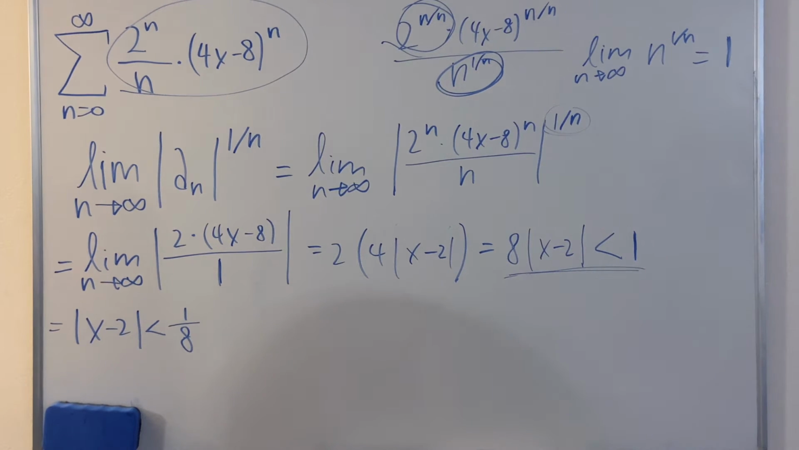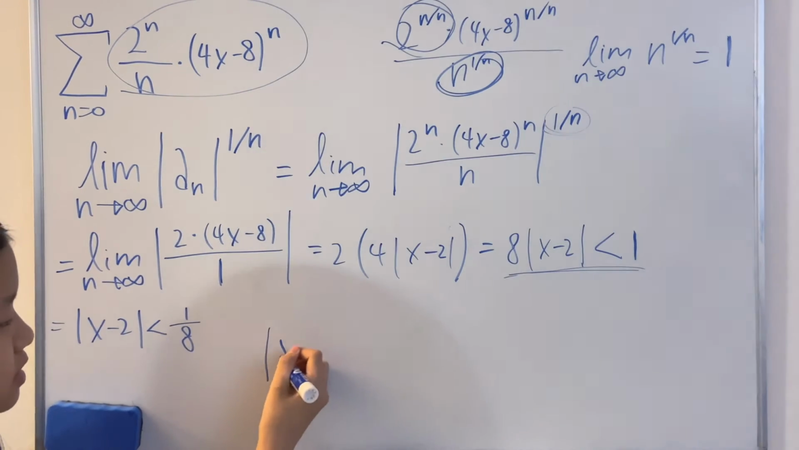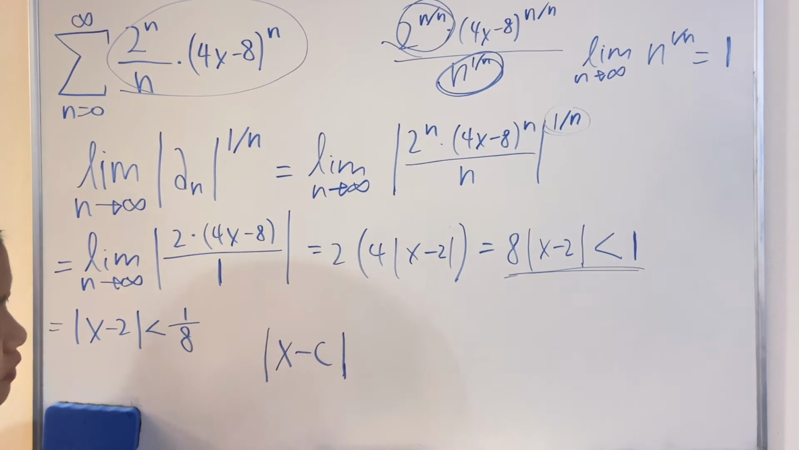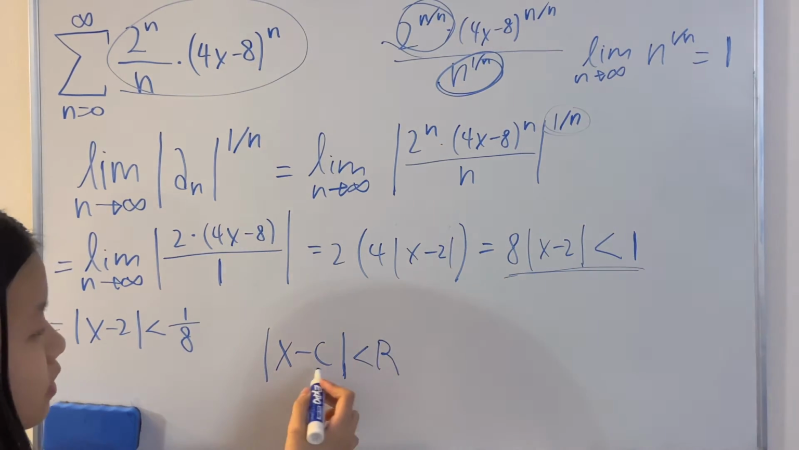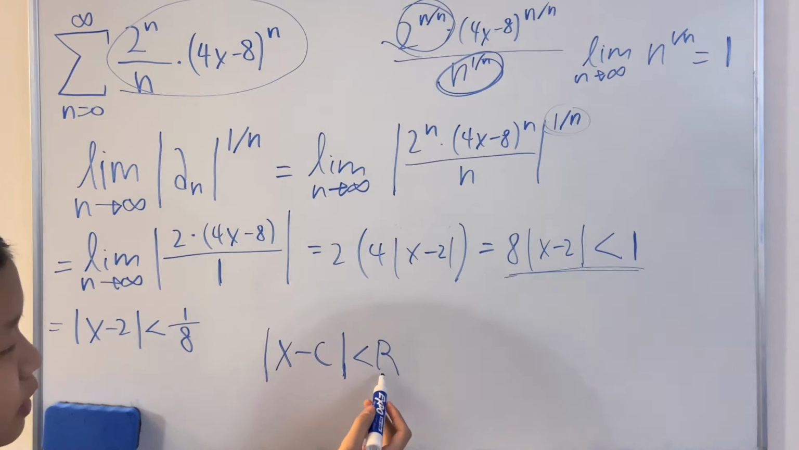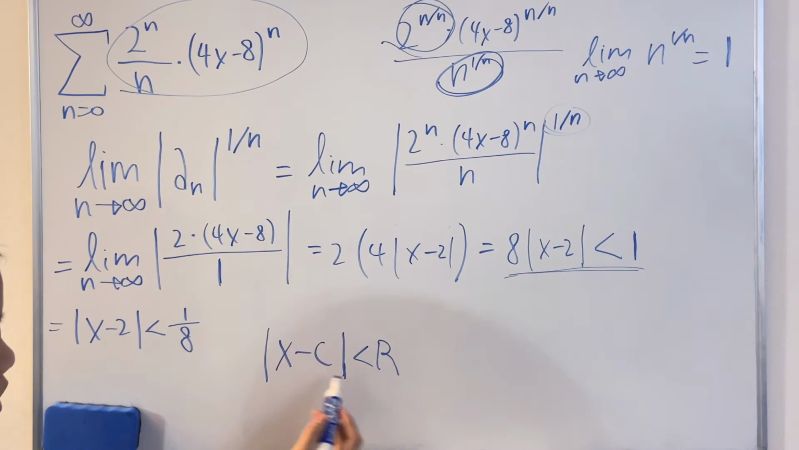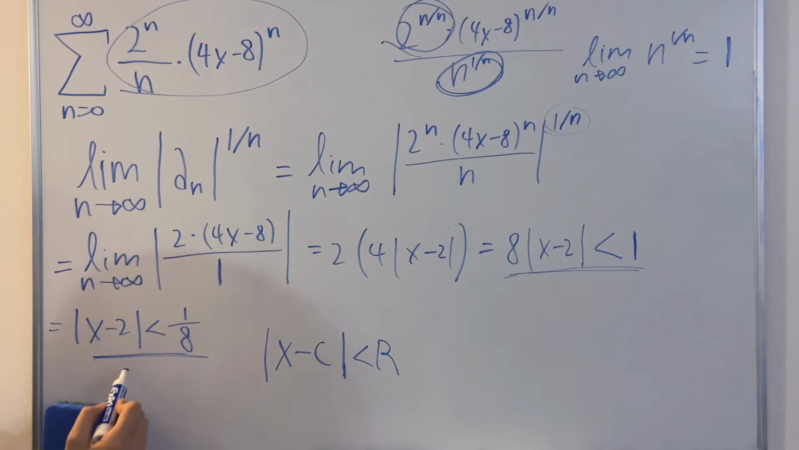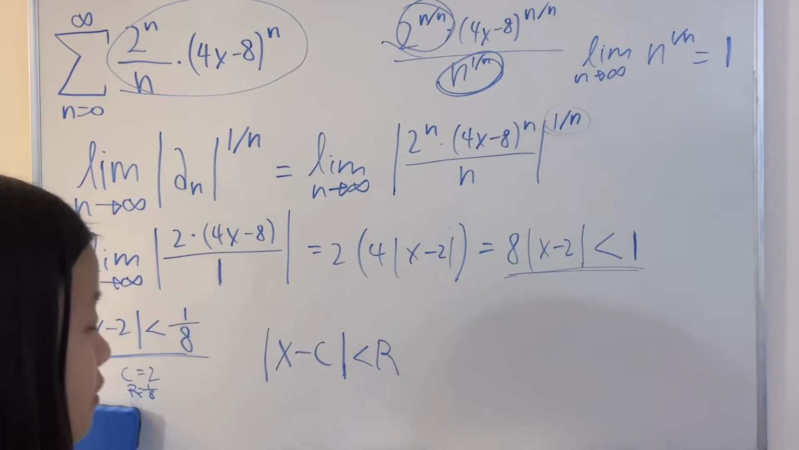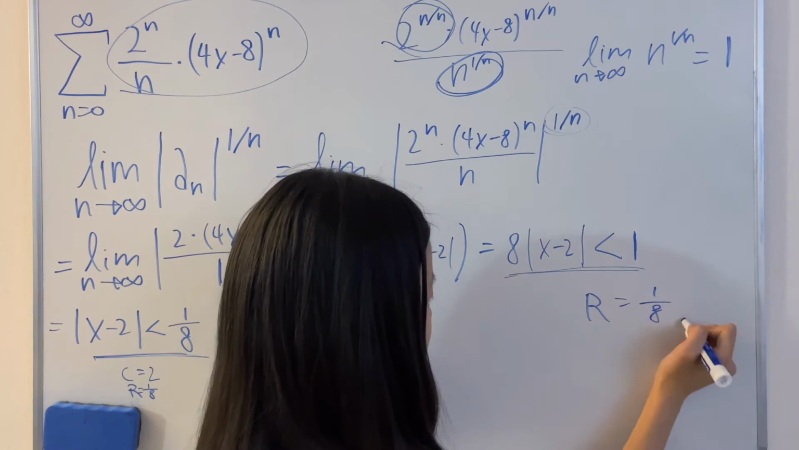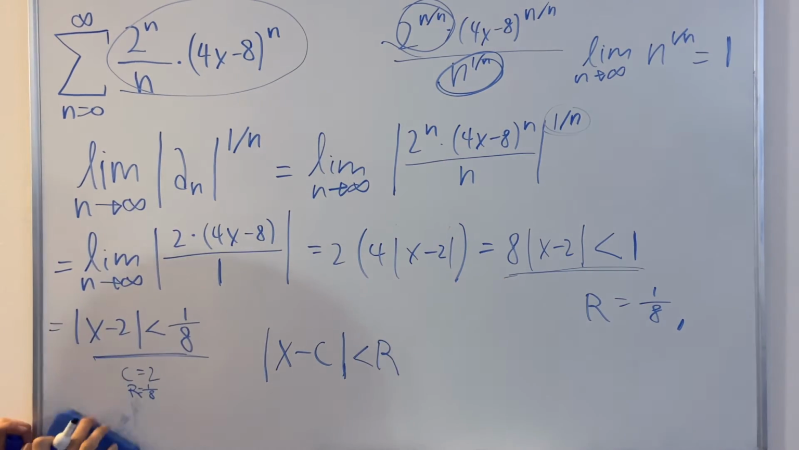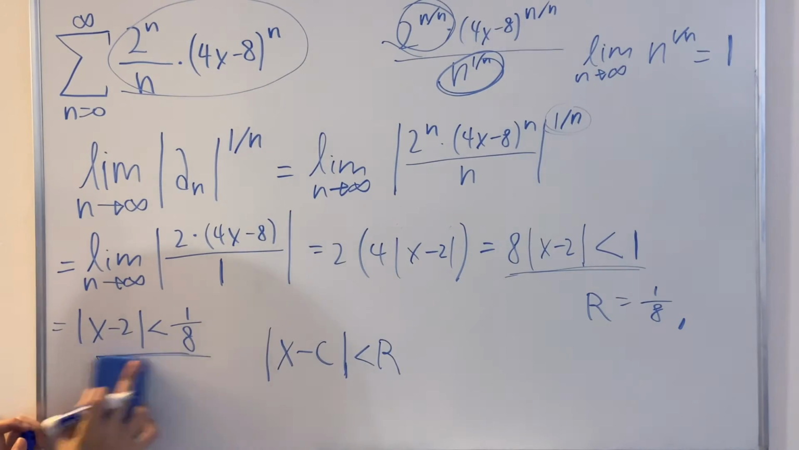We're going to use this type of form: the absolute value of x minus c is smaller than r. The c will be the center, and the r is the radius. Here, c is equal to 2 and r is equal to 1 over 8. So we already found the radius of convergence, which is equal to 1 over 8. And now we're going to try to find the interval of convergence.